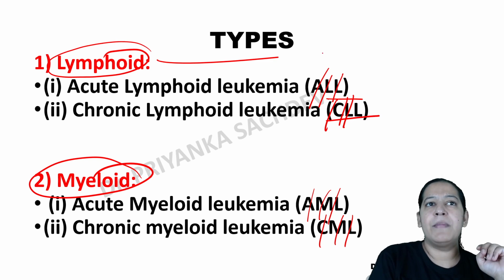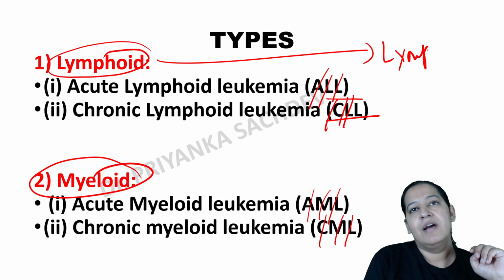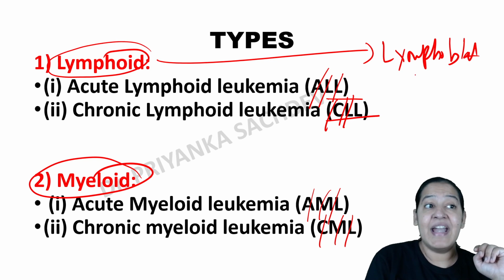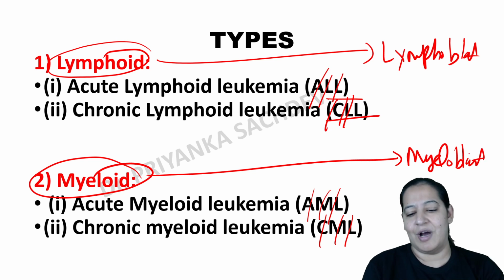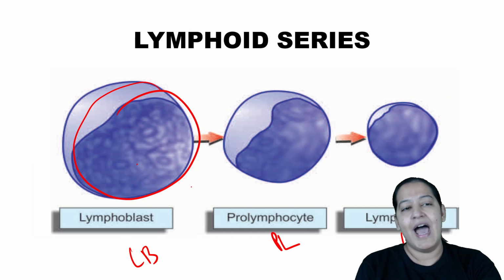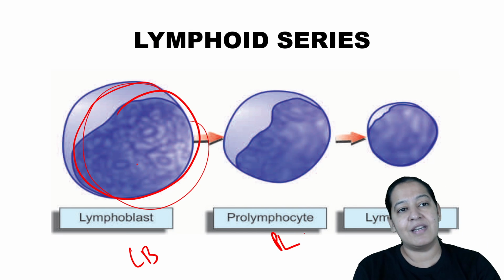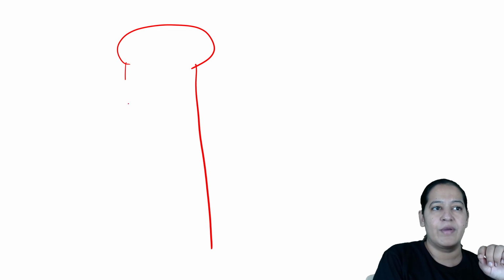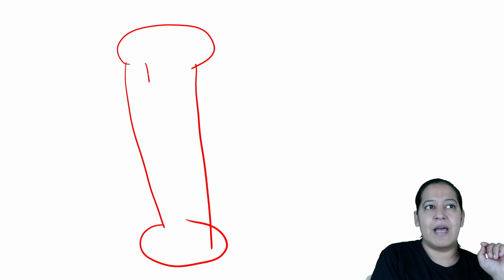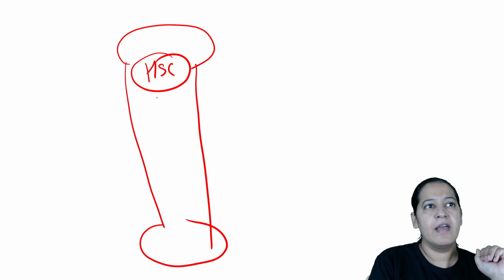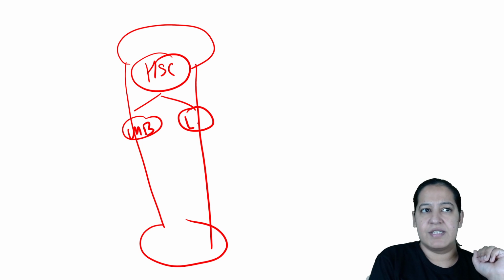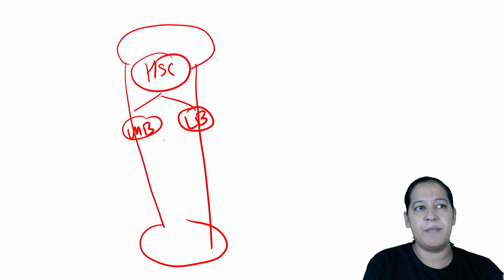In the lymphoid leukemias, lymphoblasts come in the blood. In the myeloid leukemias, myeloblasts come in the blood. Normally blasts do not come in the blood. Both the blasts, myeloblast as well as lymphoblast, are present in the bone marrow. Let me take a white sheet. So this is the bone marrow. You can see this is the hematopoietic stem cell. From it, the two blasts are formed, myeloblast and lymphoblast.